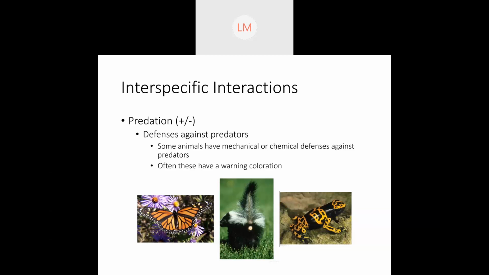And often these chemical defenses or mechanical defenses come with some sort of warning coloration, right? I am brightly colored. Do not eat me. I am poisonous. Don't eat me. Skunks have this very distinct coloration pattern that makes them very easily recognizable. So predators, if they've encountered a skunk once and been sprayed, and then they see a skunk again, they might avoid it because they recognize that really distinct coloration.